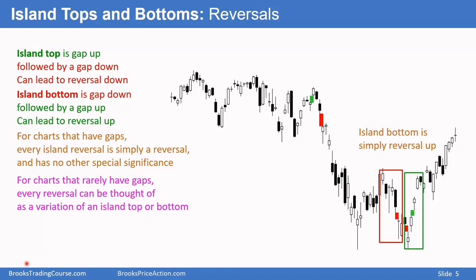Some charts rarely have gaps. When that's the case, you look at every reversal as a variation of an island top or bottom. It does not matter that we have a gap down, another gap down, a gap up. All that matters is the market went down and now it went up, whether or not there are gaps. Most reversals fail, and therefore most island bottoms and most island tops do not lead to trends. Here we have an island bottom, and you can see we closed the gap over here, and therefore the island bottom failed.